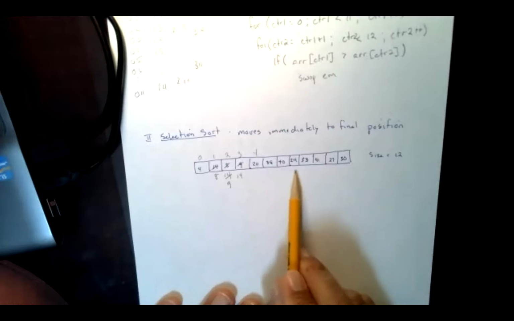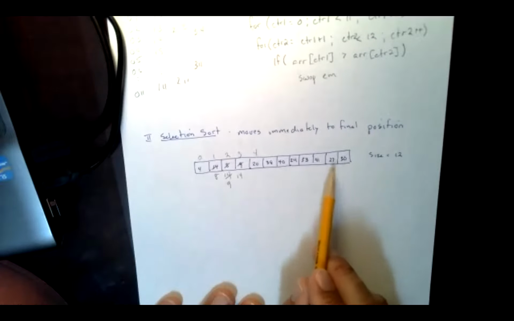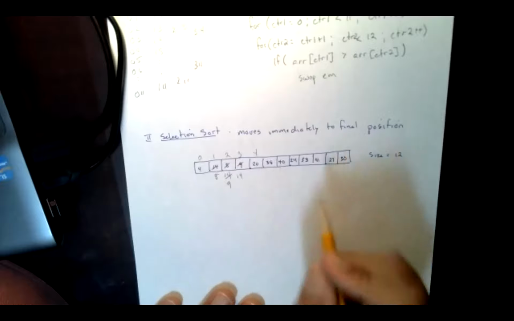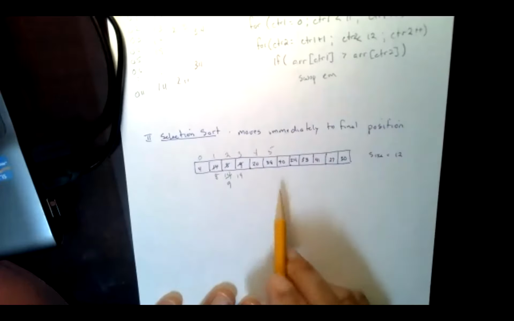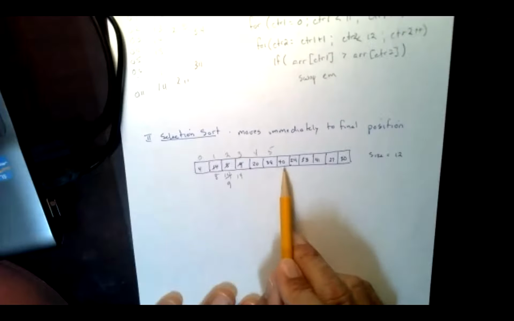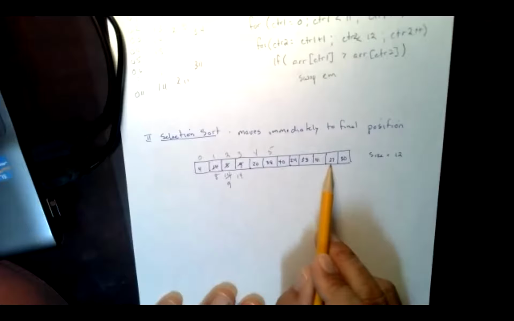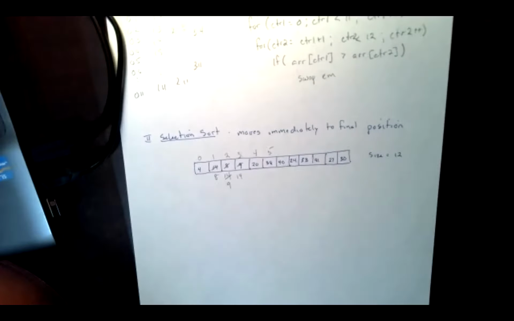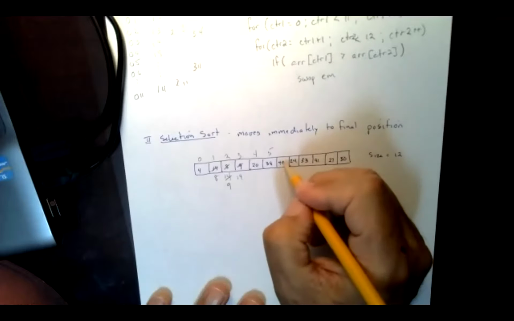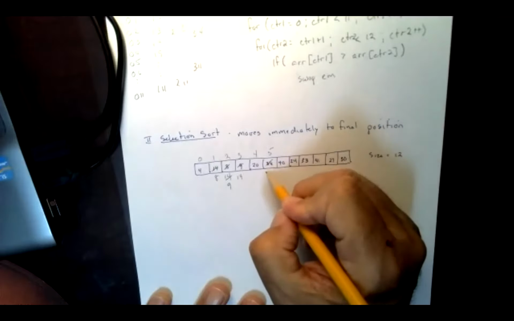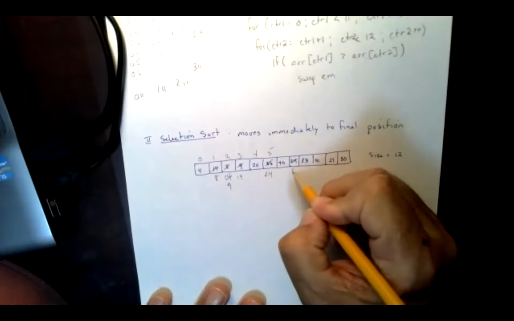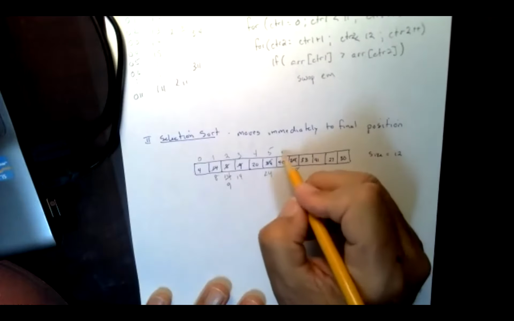Is there anything smaller than the 20? No. I go to position 5. Is there anything smaller than 38? No, no. Oh, this is smaller. No, 24 is the smallest, right? So then the 24 would get moved over here. 38 gets moved here. Next, I go to 40.